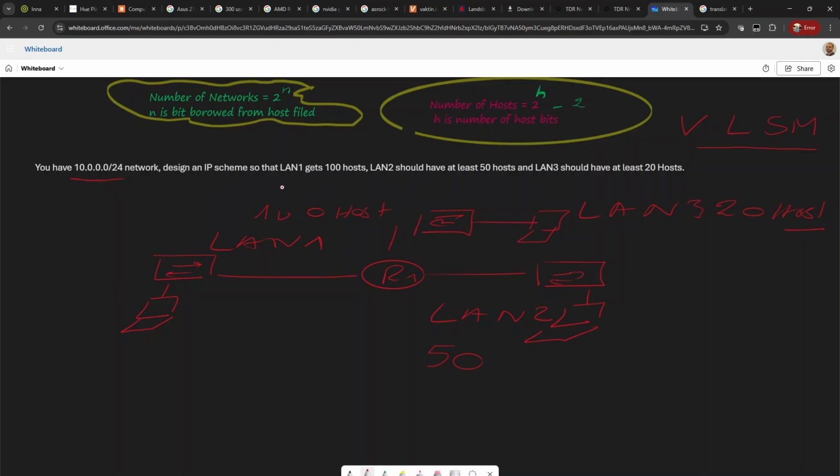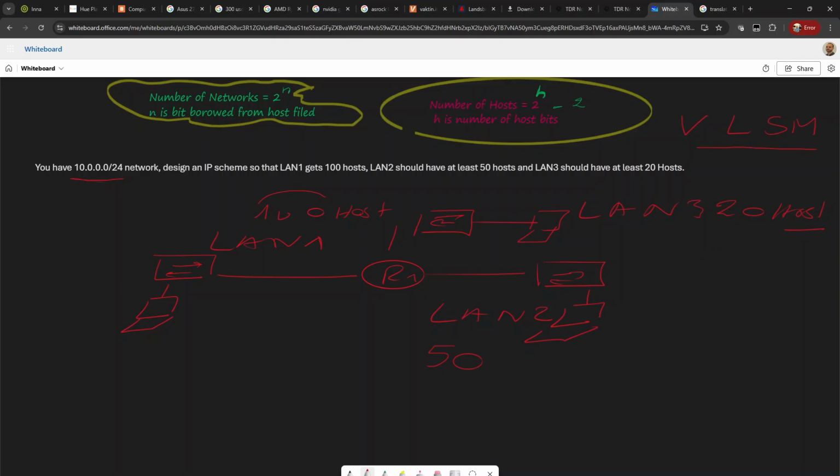For example, for LAN 1, we have 7 bits as the host field, and 7 bits as the host field is actually a /25 mask. In LAN 2, we need at least 50, so 2 to the power of 6 is 64, which is greater than or equal to 50. Then we have 6 bits in the host field, so /26. And then for LAN 3, 5 bits should be left in the host field. I'm calculating in my head right now, but don't worry, I'm going to elaborate and show you exactly how we can do that using VLSM.